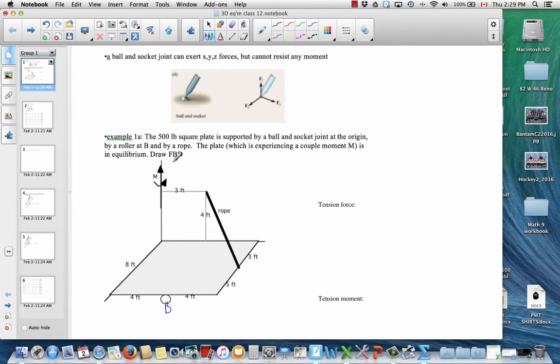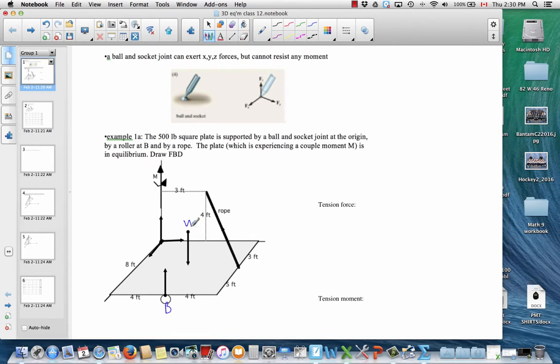Our first task is to draw all the forces that act on it. So weight was mentioned, so there'll be a weight force acting here at the center of the plate. This is a roller, so it can only exert an upwards component in the z direction. And at this ball and socket joint, we could potentially have z, y, and x components of reaction. There will be a tension here in the rope. So those are all the forces that act on the plate.